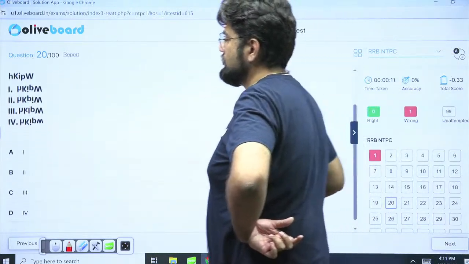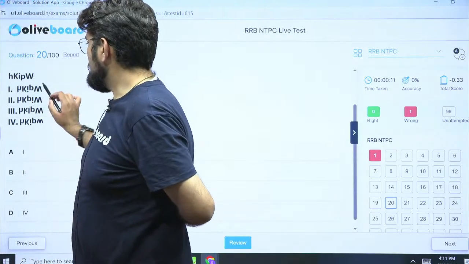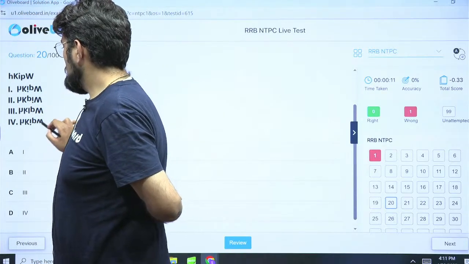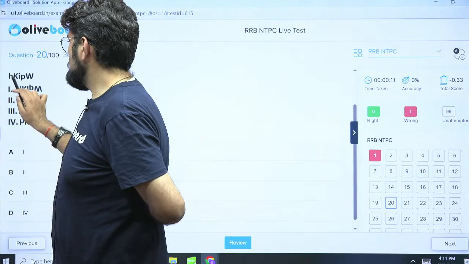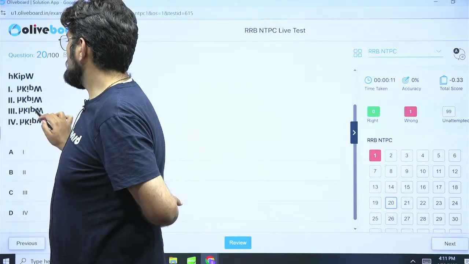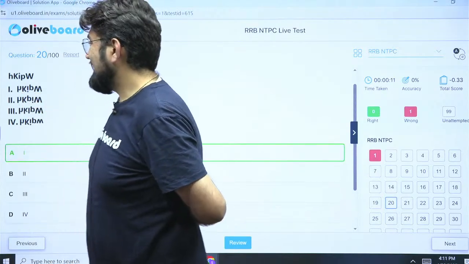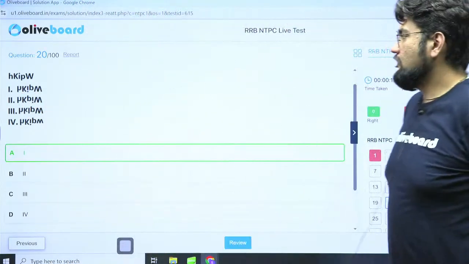Water image of HKIPW. So W, I think this one will be gone. Not possible. Now H will be the same. Water image of K will be the same. This is not correct. Okay, HKI. So figure 1 is the right answer. That simple, guys.